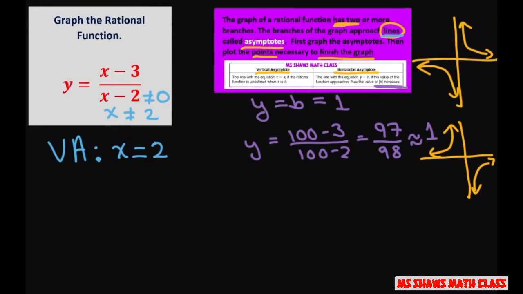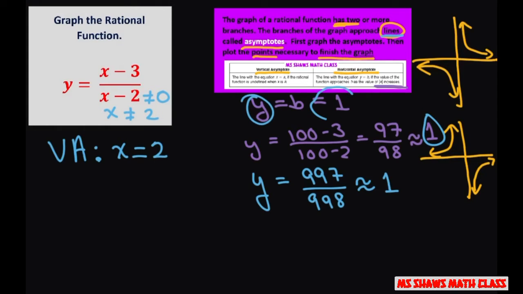And if you have a hard time with that, it's a good idea to plug in a really large number. So if I plug in, say, 1,000, I would have 997 divided by 998. And that definitely is closer to 1. If you plugged in 1,000,000, it gets closer and closer to 1. So that means your B value, or your y equals 1, is your horizontal asymptote.